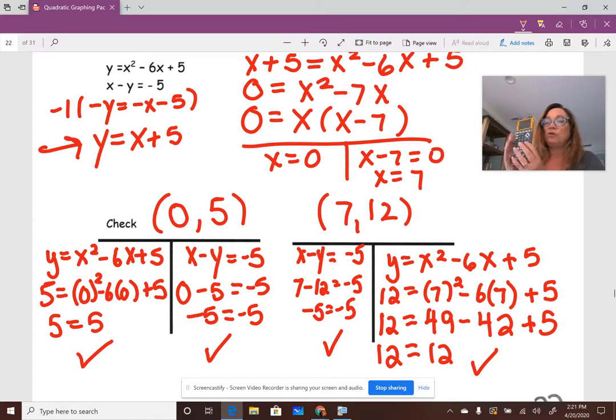You can also use your graphing calculator to help you check. Okay? Have a great day.